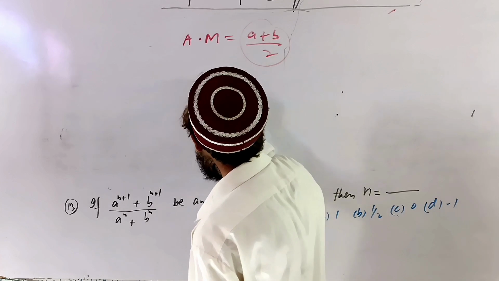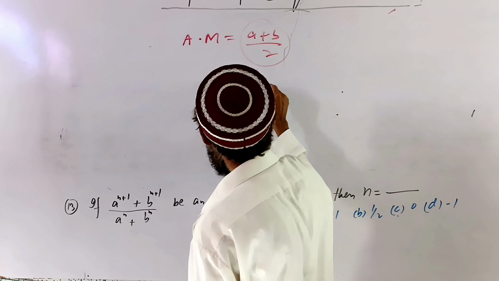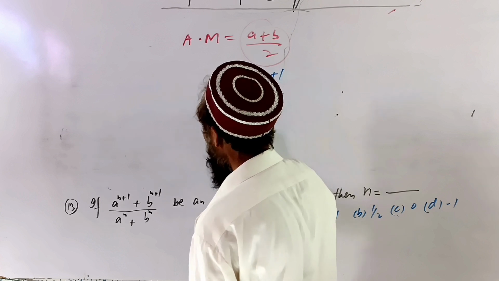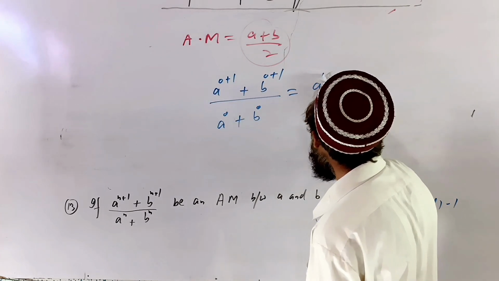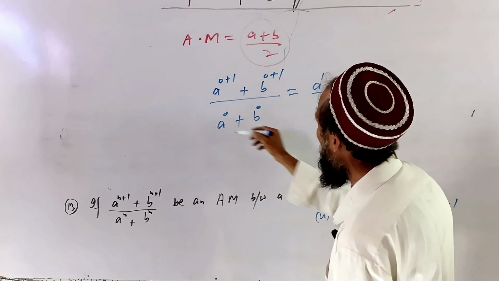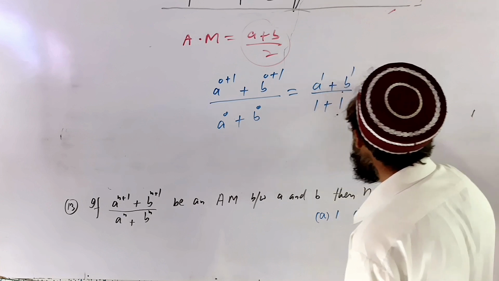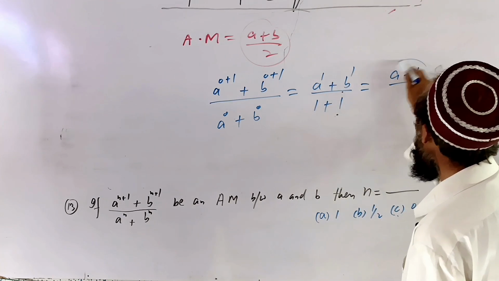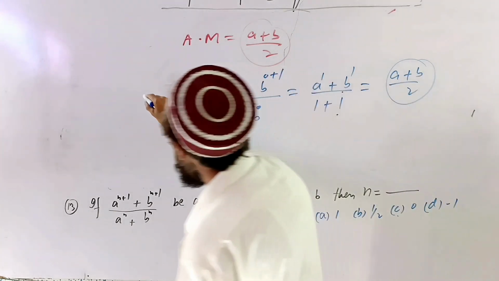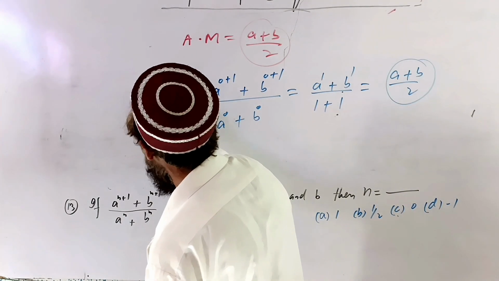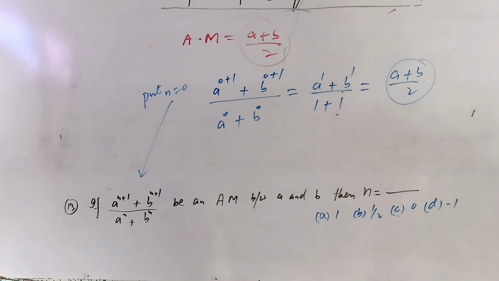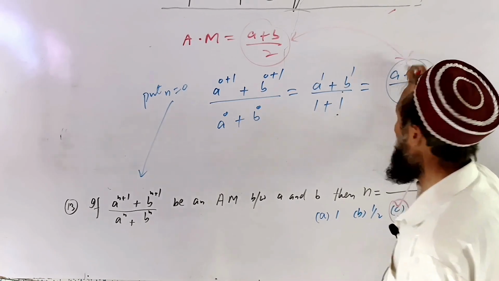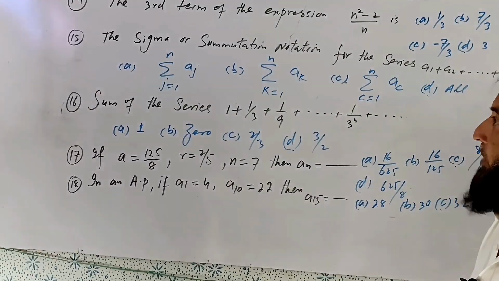If we put n = 0, we get (0 + 1 + b^0 + 1) divided by (a^0 + b^0). Here we get a^1 + b^1, and anything raised to the power 0 gives 1 and 1, so a + b gives 2. It means we put n equal to 0 in this option. So the correct option is C, because this result gave the formula of (a + b) divided by 2.